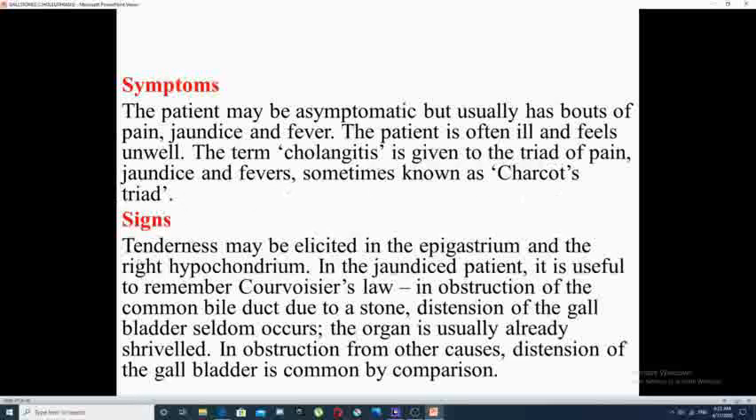Signs of patients with bile duct stone: tenderness may be elicited in the epigastrium and right hypochondrium. In the jaundiced patient, it is useful to remember Courvoisier's law. In obstruction of the common bile duct due to a stone, distension of the gallbladder seldom occurs because the organ is already fibrotic. In obstruction by other causes like carcinoma of the head of the pancreas, distension of the gallbladder is common.